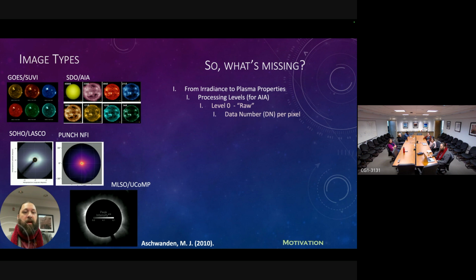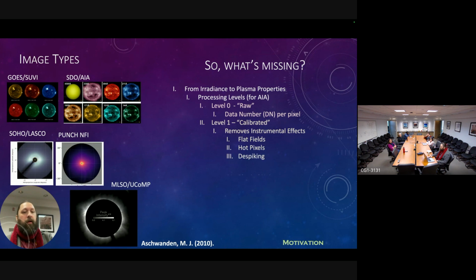So in the case of AIA, which is the main instrument that I've used, the atmospheric imaging assembly, you start with level 0, which is just sort of an integer per pixel. It's related to the real signal that you're getting, but it's not in physical units at all. It's integers in an array. And there's a lot that you have to do.